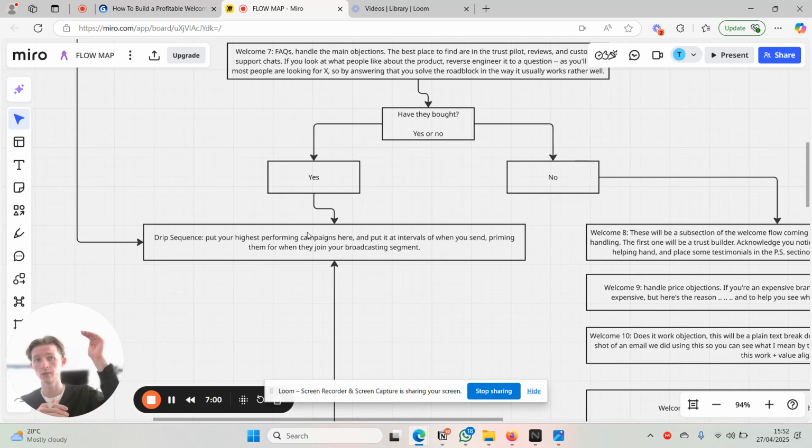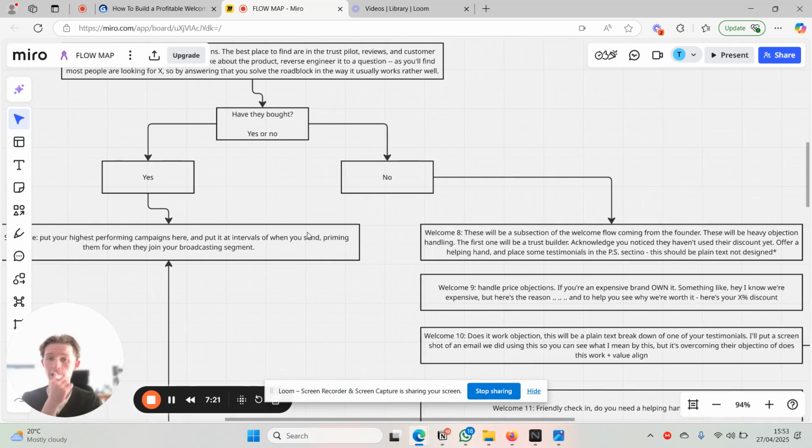So you'll basically do all of your best performing campaigns at the same interval as the time periods that you usually send at. So let's say, for example, you send once every 3 days, then all of your best performing campaigns will be spaced out 3 days in between them. That way, when they do enter your main broadcast list, so when you're usually sending campaigns out, they're primed to open them.